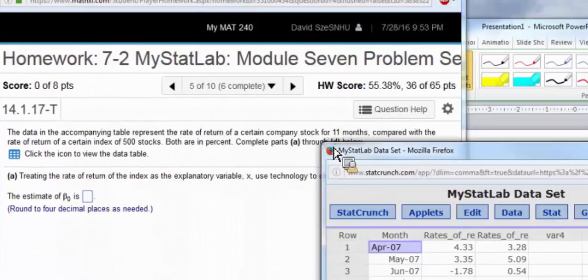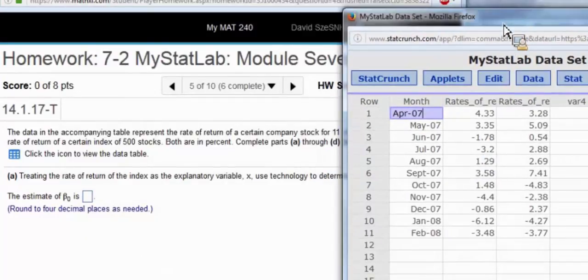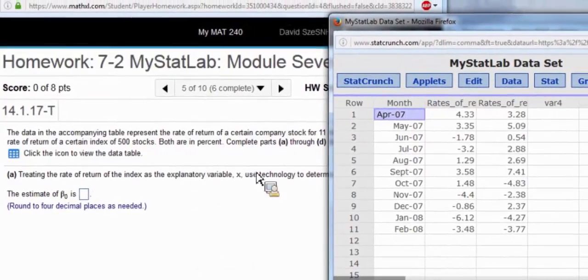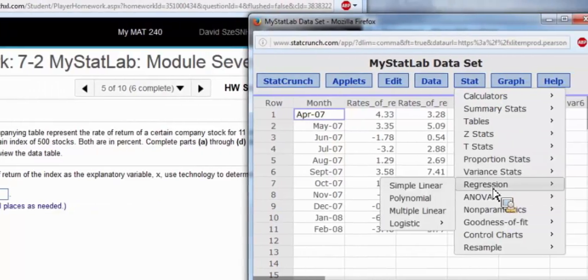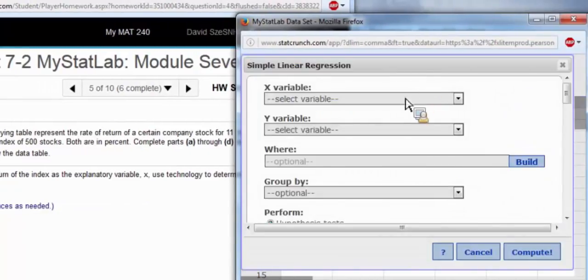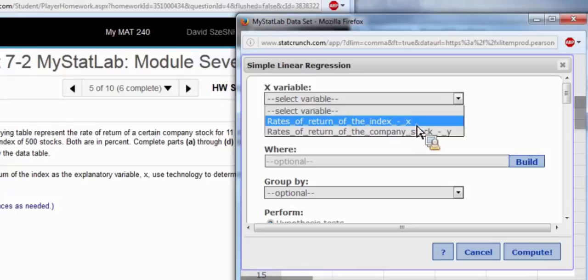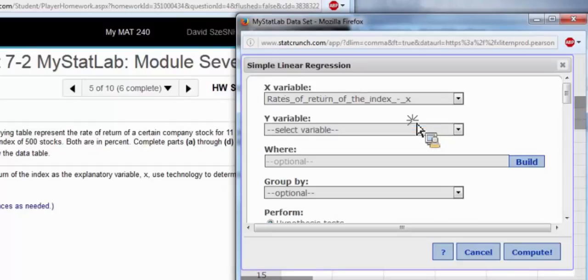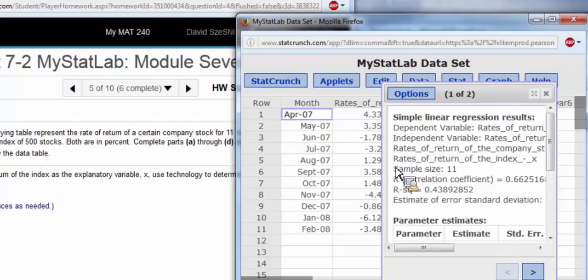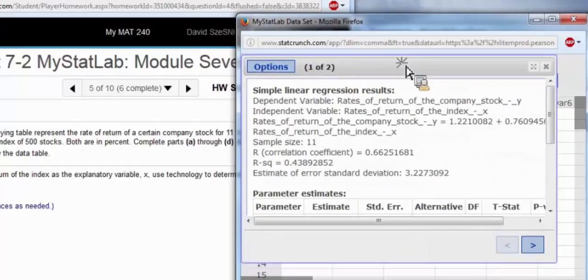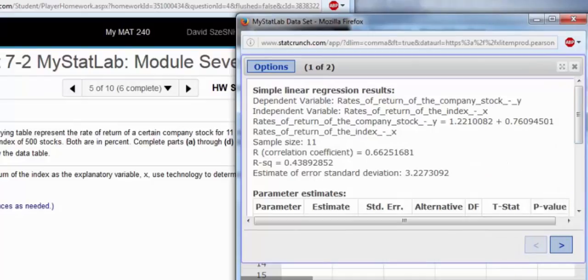Okay, I'm rearranging this a little bit. So treating the rate of return as the X. So rate of return of the index is X. So let's do a regression. Regression, simple linear. Rate of return of the index is X. So my stat lab was nice. It even wrote that in for us. Company is Y. Compute. Okay, and here is the regression equation.